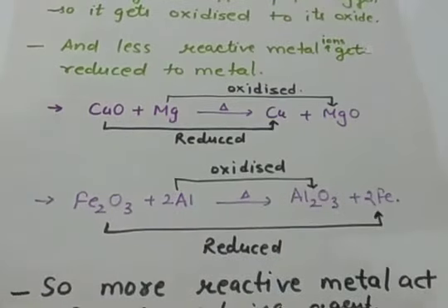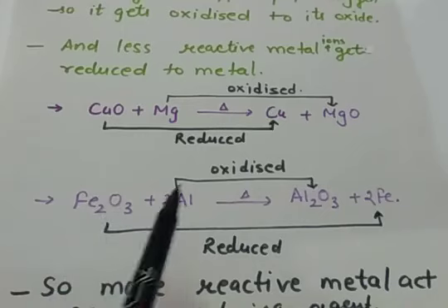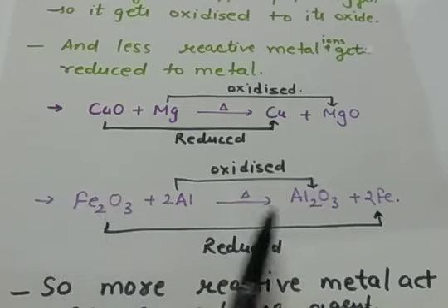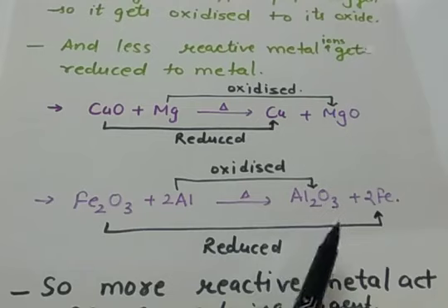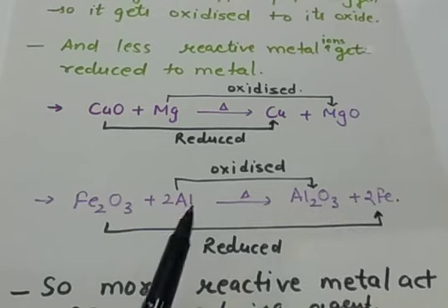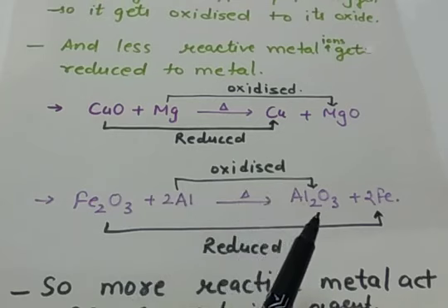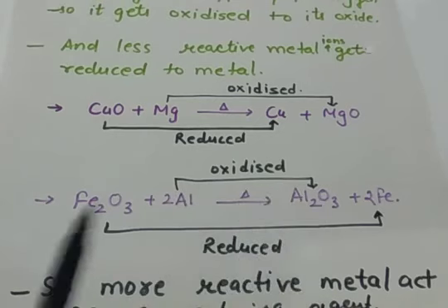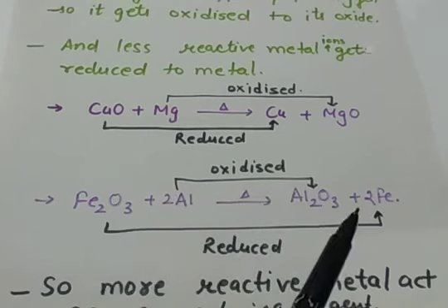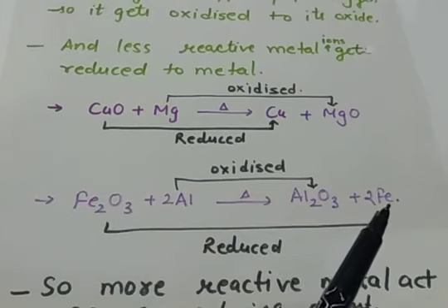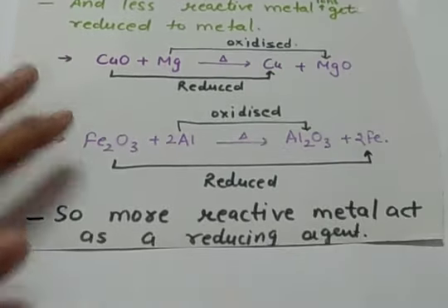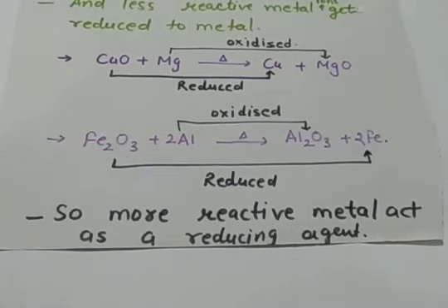Another example we can have is Fe2O3, ferric oxide, plus aluminium. On heating it is giving Al2O3, that is aluminium oxide, and iron. So here aluminium is getting oxidized and forming aluminium oxide. Ferric oxide is getting reduced into iron. So this way we can say that more reactive metals act as a reducing agent.